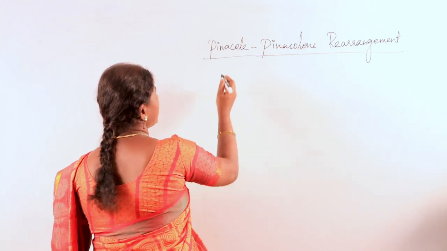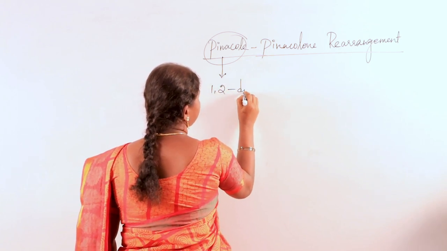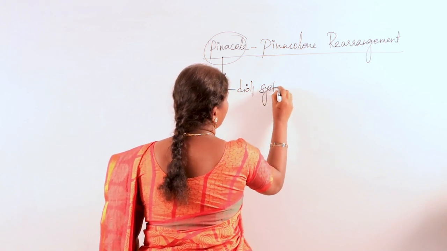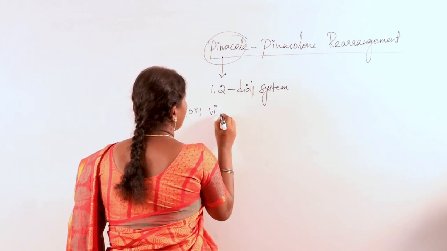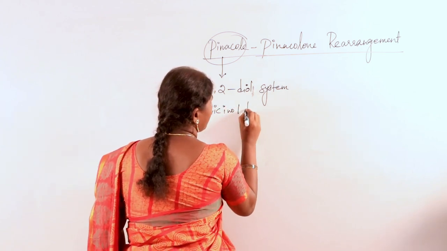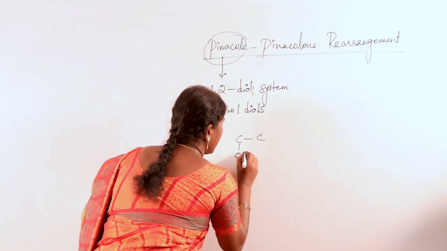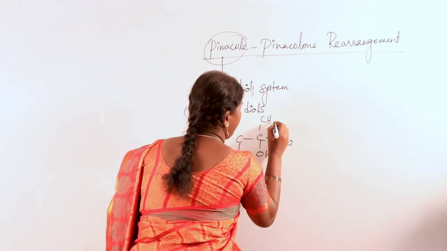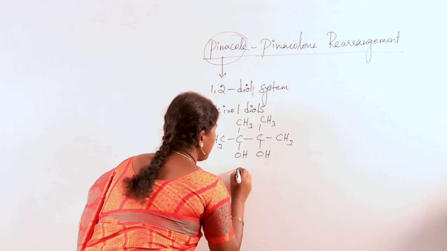Now we are going to see about the Pinacol-Pinacolone rearrangements. First thing, what is Pinacol? Pinacol is nothing but 1,2 diol systems, otherwise called as vicinal diol or vicinal diols. That is, adjacent carbons attached to OH groups. Other groups are methyl. This is Pinacol.